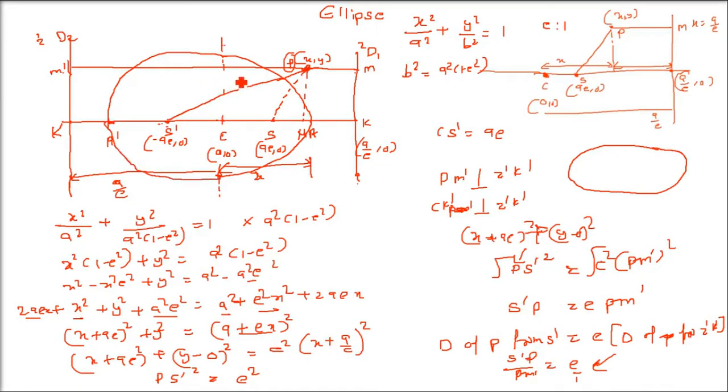Don't go by my handwriting and diagram, it's not so good. Okay, so S dash is (minus ae, 0), the second focus. The first focus is (ae, 0). So these are two foci. One directrix is d1, one is d2. So x equals minus a by e is the second directrix. So we proved that there are two foci and two directrices.